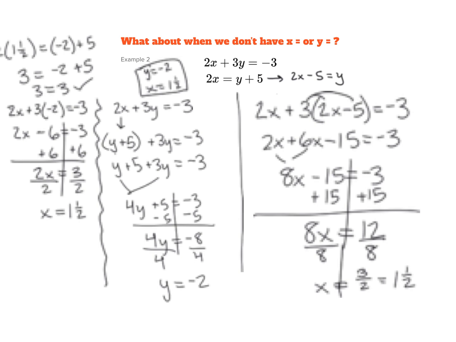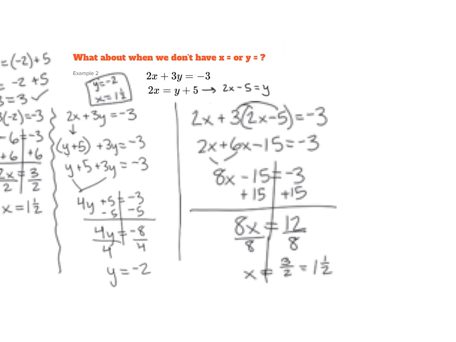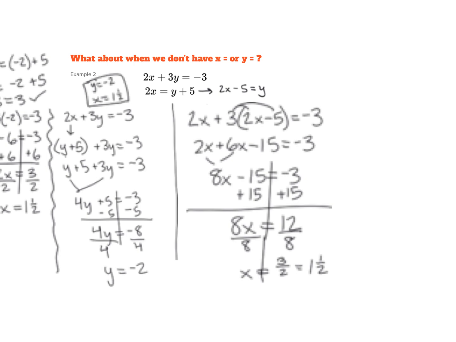Okay, since we know that, again, from here it's basically the exact same thing. I can put it into whatever one I want. I'm actually going to put it into this new equation I just made and say that, hey, 2 times 3 halves, or 1.5, minus 5 is going to be equal to y. Well, 2 times 3 halves is 3. 3 minus 5 is equal to y. 3 minus 5 is indeed -2. We have another match there.